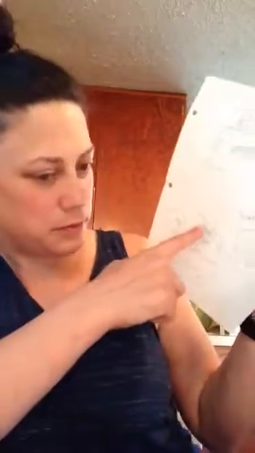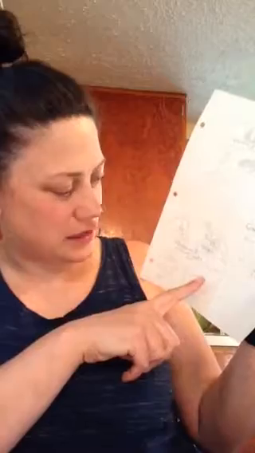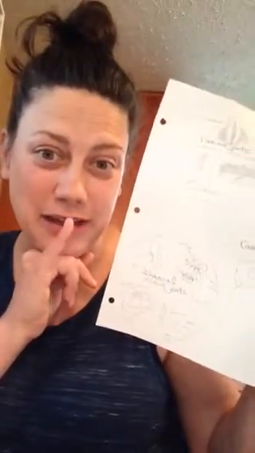The plane joint is a non-axial movement. Boom. The saddle joint is between the trapezium and the first metacarpal. Boom. And then the condylar joint is between the metacarpal and the phalanx. I either need to go to bed or start drinking. Sorry.